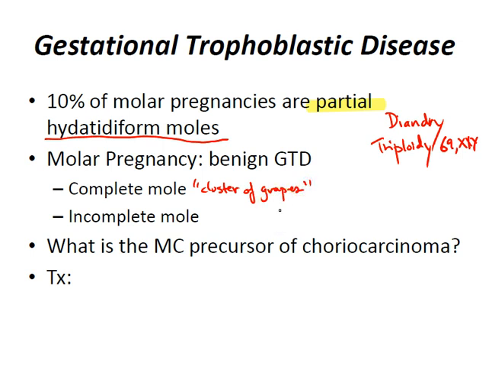With severe trophoblastic hyperplasia. Now, an incomplete or partial mole has fewer hydropic chorionic villi, so you have minimal trophoblastic hyperplasia.